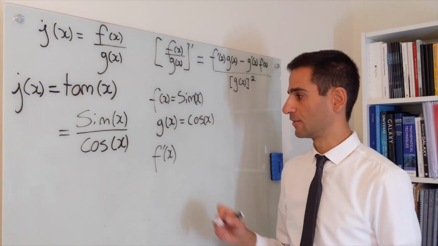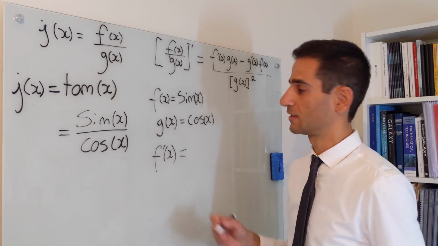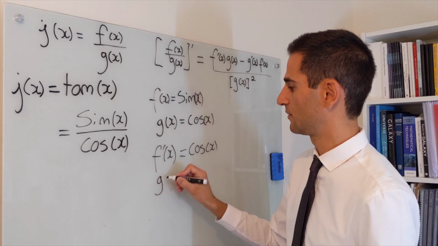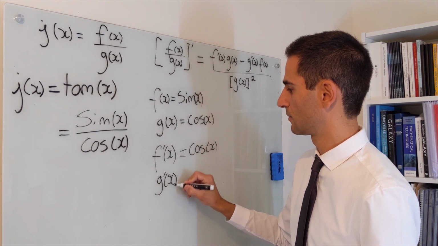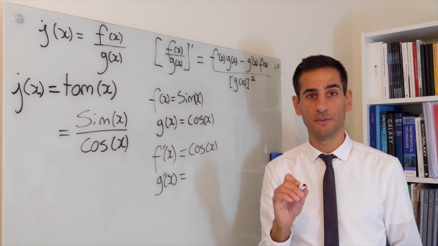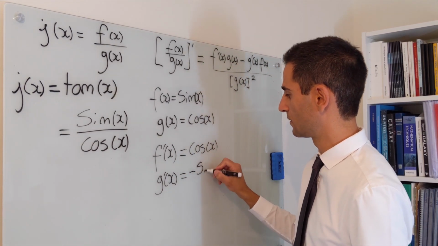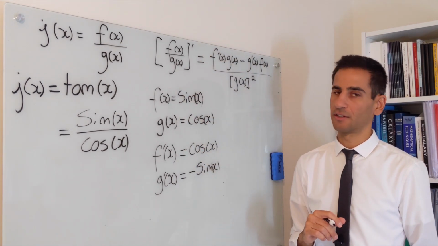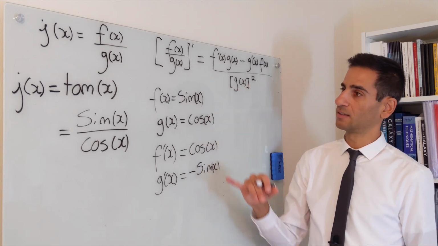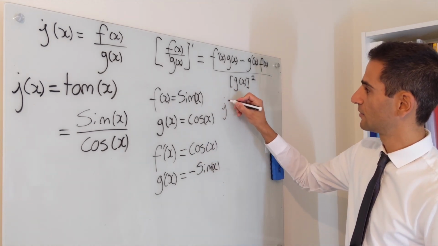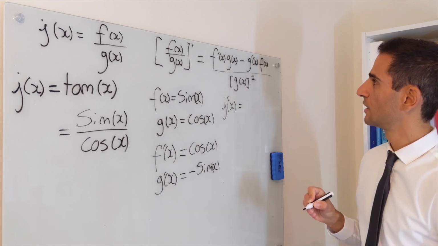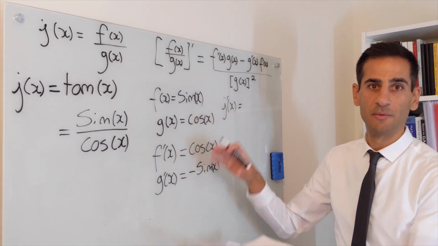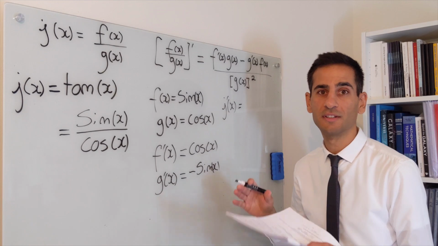The derivative of f of x, as we've seen in the previous example, is cos of x, and the derivative of g of x, and we'll prove this from first principles, is minus sine of x. It means we now have gathered all the ingredients, so we can calculate the derivative, and we can write that the derivative of j of x is equal to the derivative of f of x times g of x.